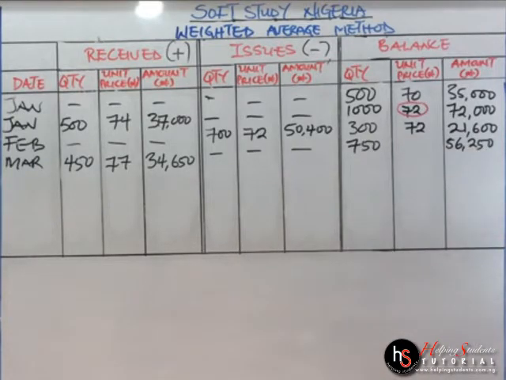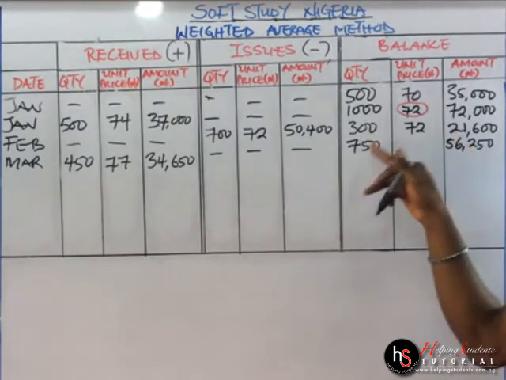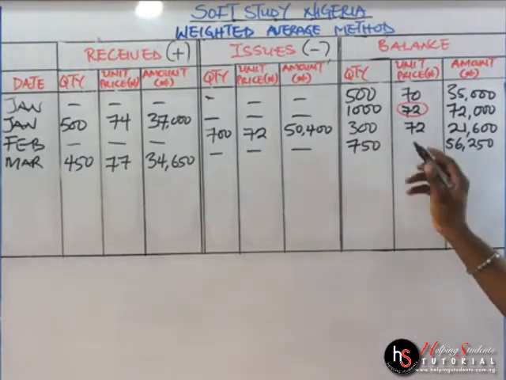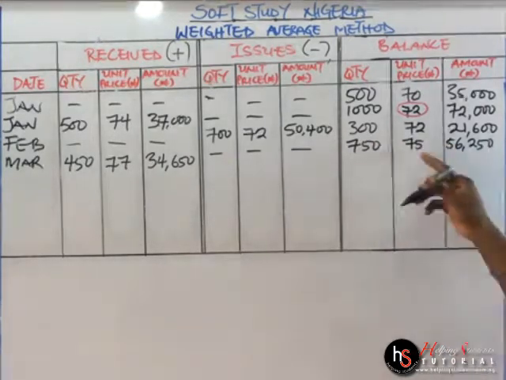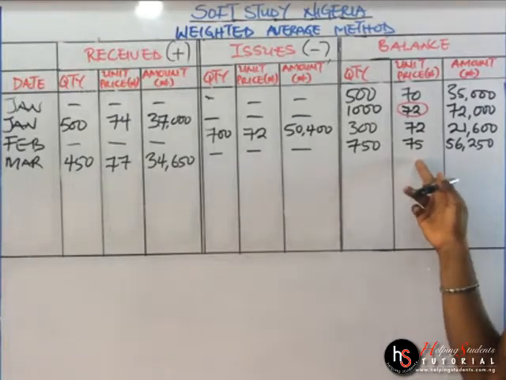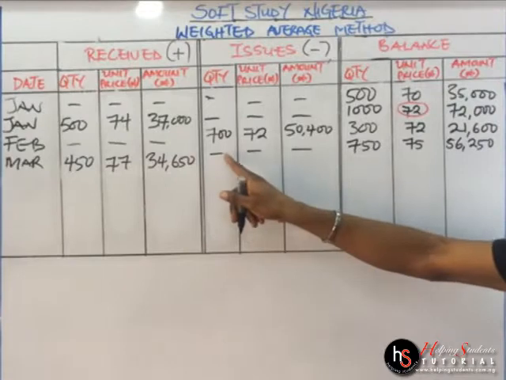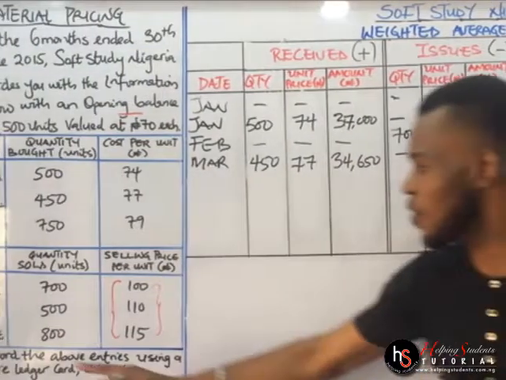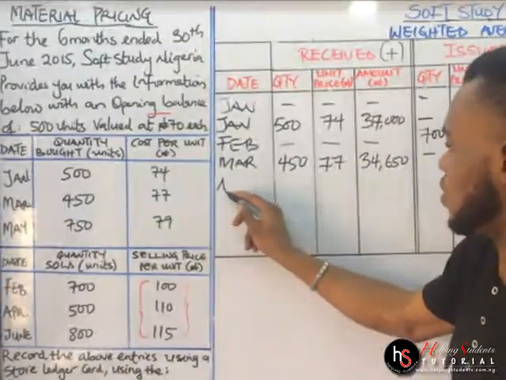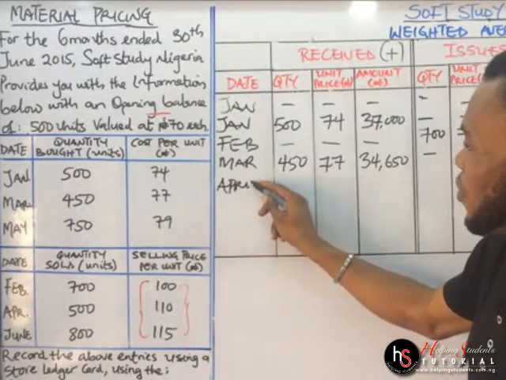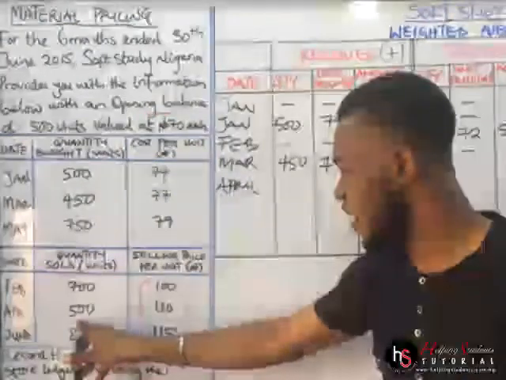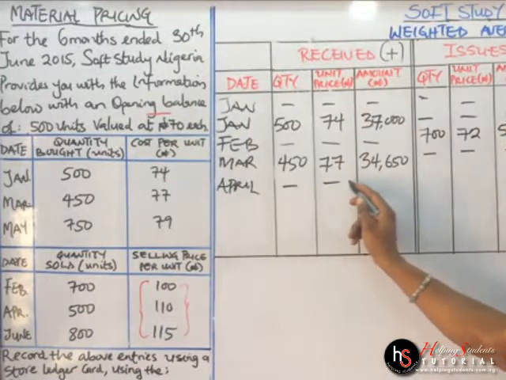So 56,250 divided by 750 gives us what? 75. We can see it has changed. Why did it change? Because we have a new entry. All right? This is a new entry. So it has changed. So we'll come over to April. And April, what do we have? 500, all right? So no transaction here.